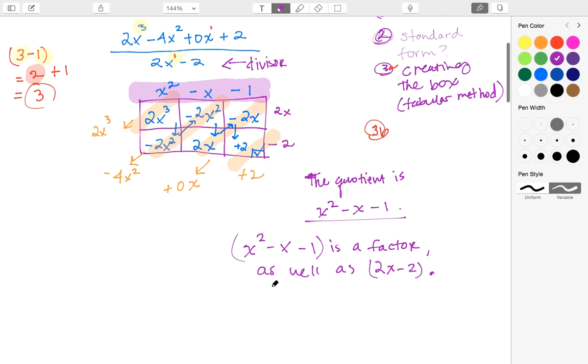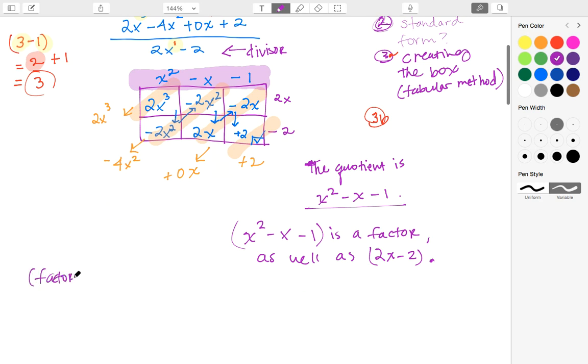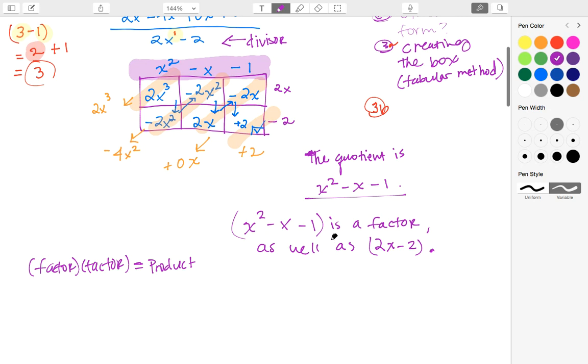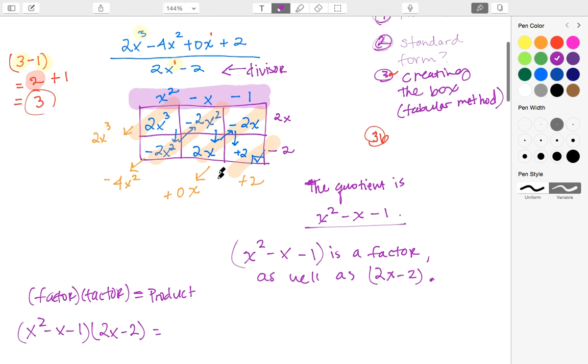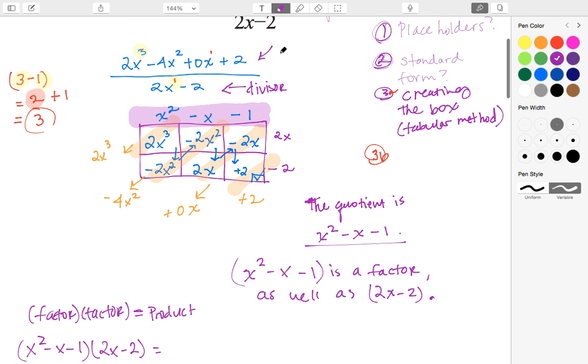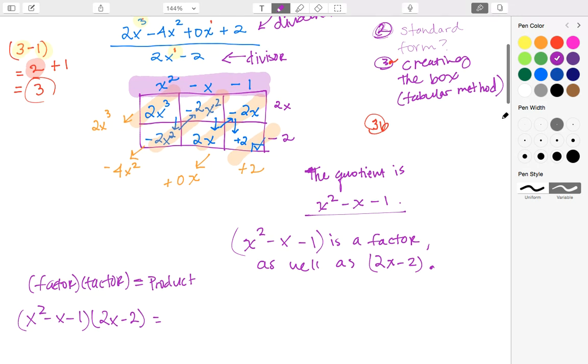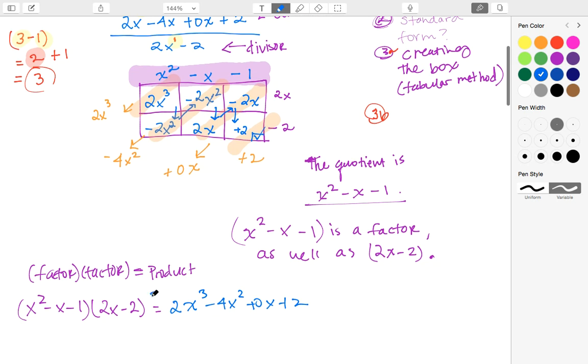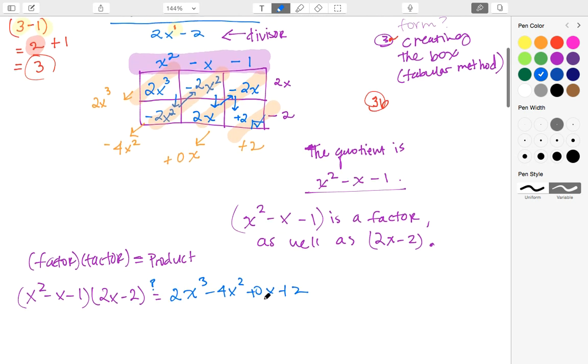Recalling that a factor times a factor equals the product, what this means is, if we were to substitute this x squared minus x minus 1 and multiply it times 2x minus 2, we should get our product, which in this case is the dividend. I'll let you check on that on your own, but we should get the original dividend, which is 2x cubed minus 4x squared plus 0x plus 2. You can check that on your own to see if that's actually true, but it should work out.